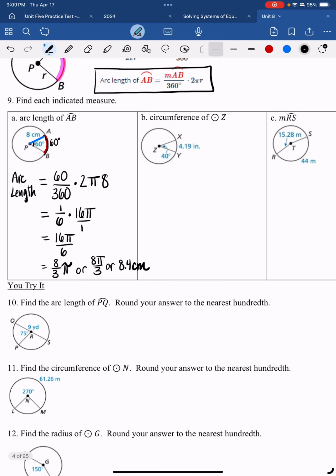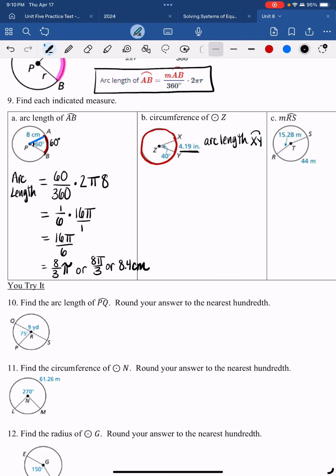In our next example, example B, we need to find the circumference of circle Z. So what we're looking for is the distance all the way around this circle. We don't know the radius and we don't know the diameter. So that means we're going to have to use this arc length formula to hopefully help us figure out the circumference. So what we do know, 4.19 inches, this is our arc length. This is our arc length XY.